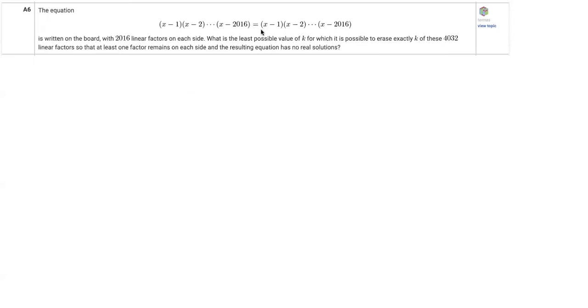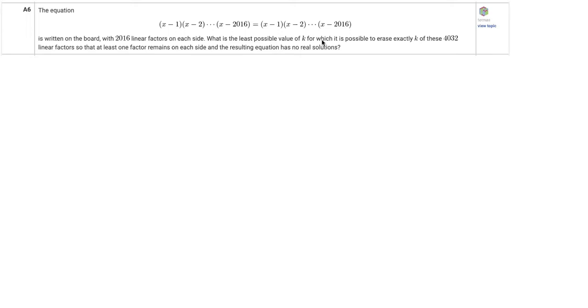Let's first take a look. (x minus 1)(x minus 2) up to (x minus 2016) is the same on the left and on the right. It's written on the board. With 2016 linear factors on each side, what is the least possible value of k for which it's possible to erase exactly k of these 4032 linear factors so that at least one factor remains on each side and the resulting equation has no real solutions?